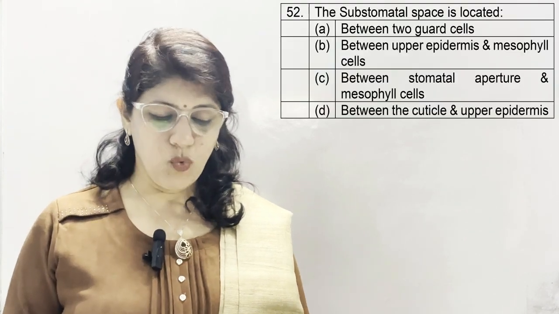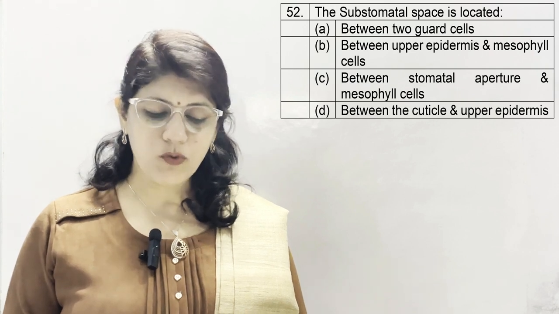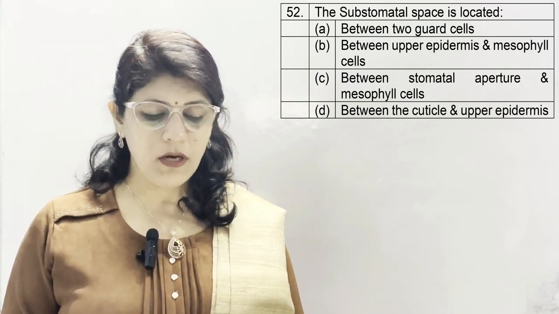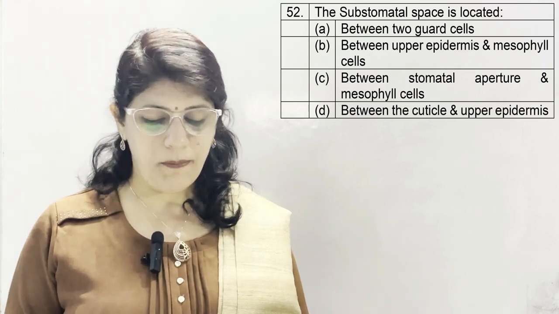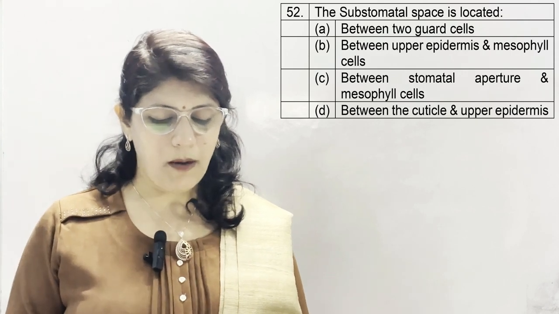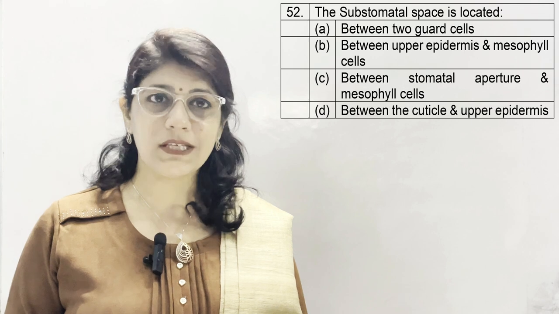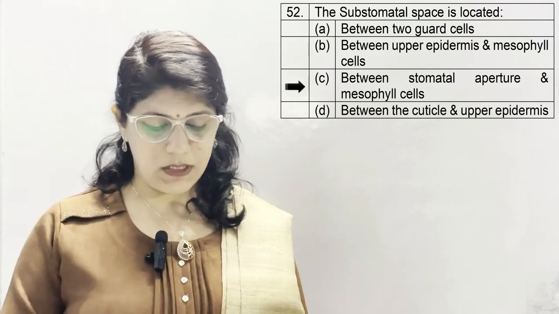Question number 52. The substomatal space is located A. Between two guard cells, B. Between upper epidermis and mesophyll cell, C. Between stomatal aperture and mesophyll cell, and D. Between the cuticle and upper epidermis, and the correct option is C, which is between stomatal aperture and mesophyll cells.